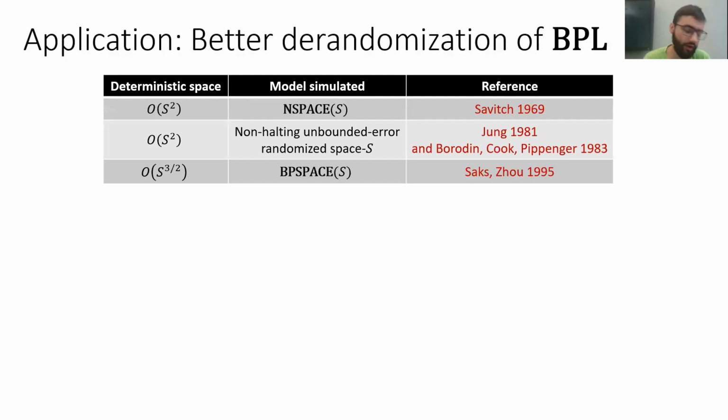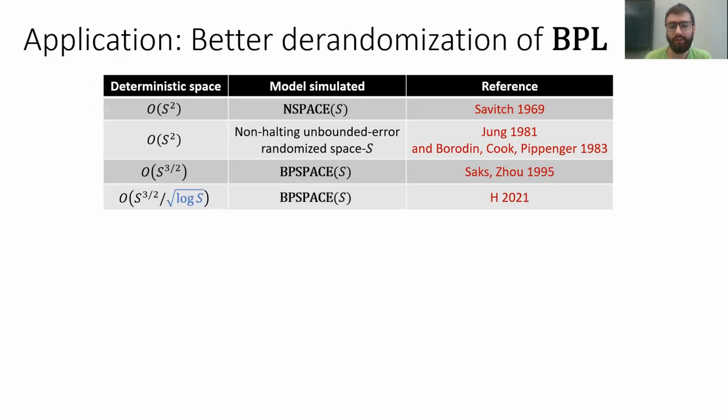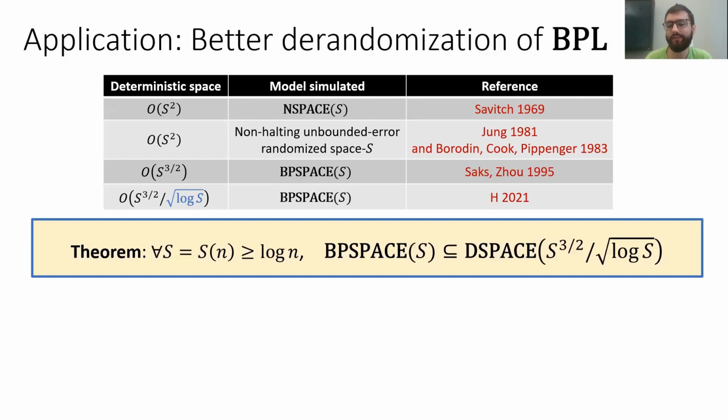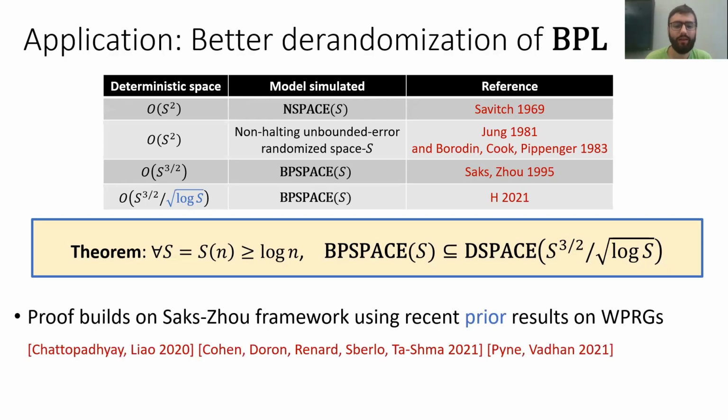Since the 90s, the best unconditional derandomization has been this theorem by Saks and Zhou, which says that BPSPACE(S) can be derandomized in space S to the 3/2. Today, we can slightly improve this bound by shaving off a factor of square root log S. Okay, so the new bound is S to the 3/2 over square root log S. So it's a very slight improvement.